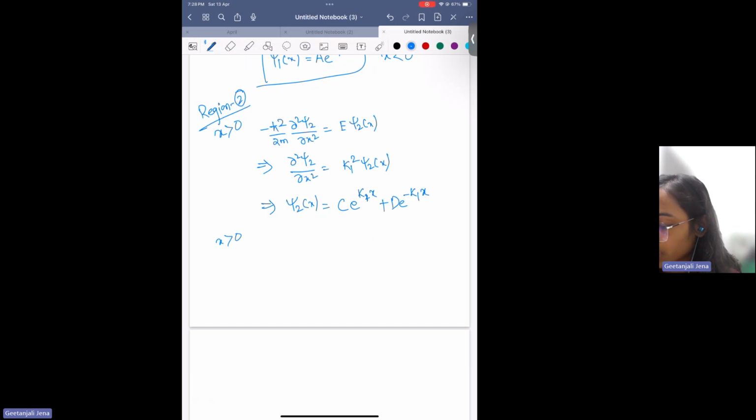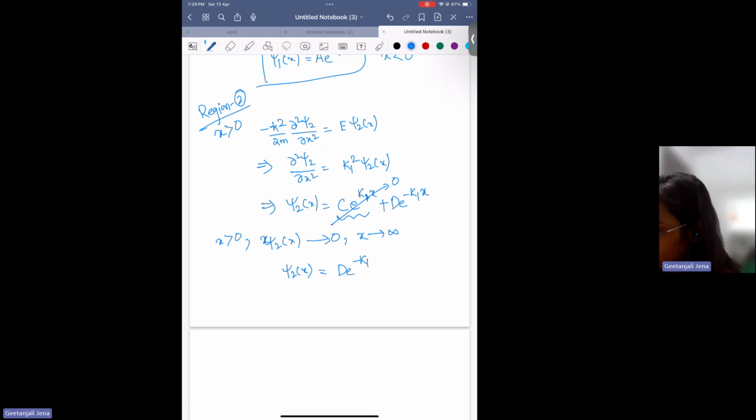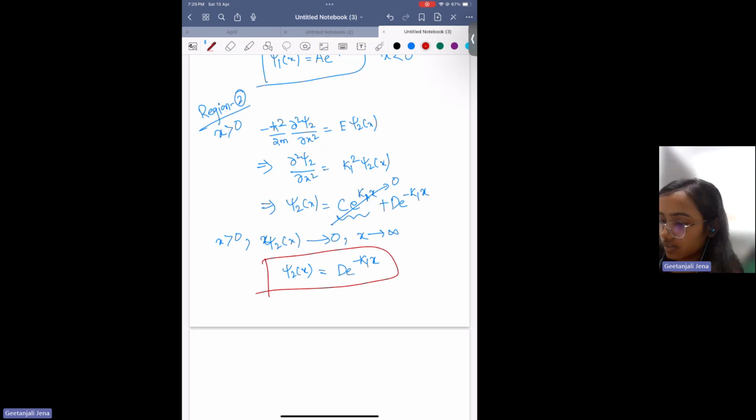0. So that means for a bound state, this psi 2(x) should go to 0 when x tends to infinity. So we have to neglect the exponentially growing factor. If you see C e to the power kx, it is an exponentially growing factor if x tends to infinity. So that means this should be 0. So psi 2(x) should be D e to the power minus k1x. So now we got the wave function in different regions, right?